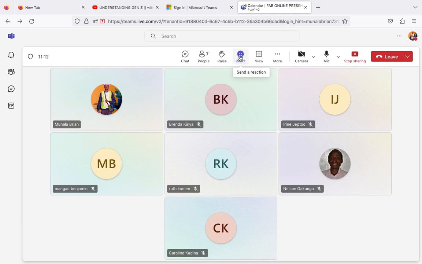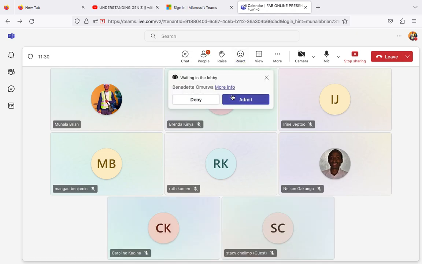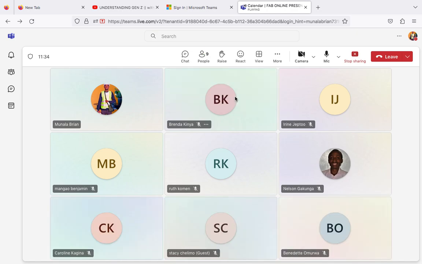So, my name is Munala Brian from group number 8, and today we are going to learn about physical properties of construction material. By the end of the session, you are expected to identify different types of construction materials, and also to discuss different physical properties of construction material.